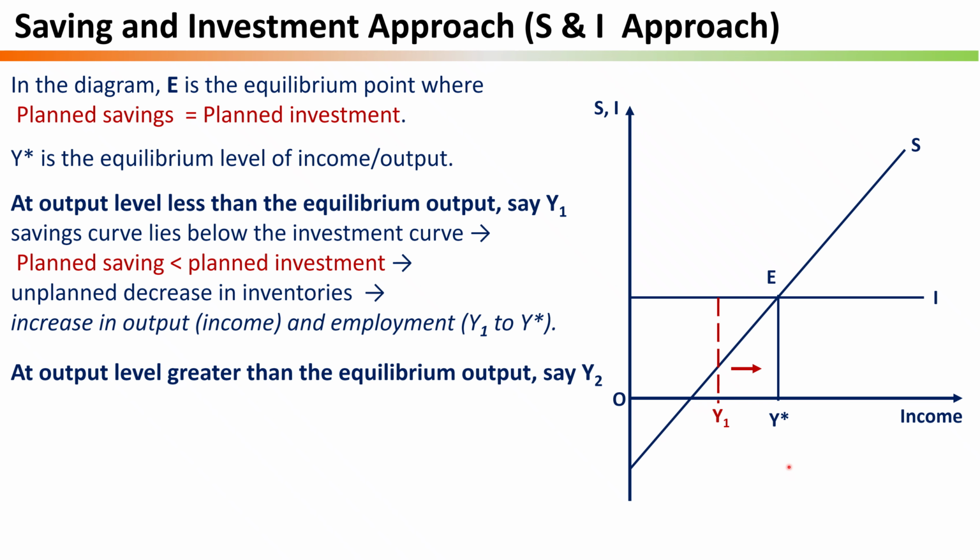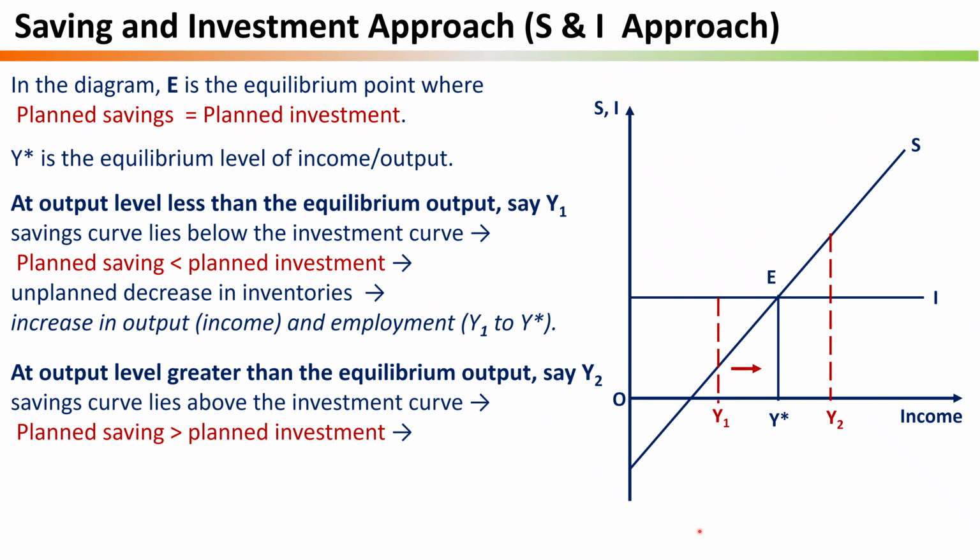Let's now take an output and income level greater than the equilibrium level, say Y2. At Y2, savings curve lies above the investment curve. This implies that planned savings is greater than planned investment. That means people are saving more and therefore spending less. And it is a situation similar to aggregate demand being less than aggregate supply.